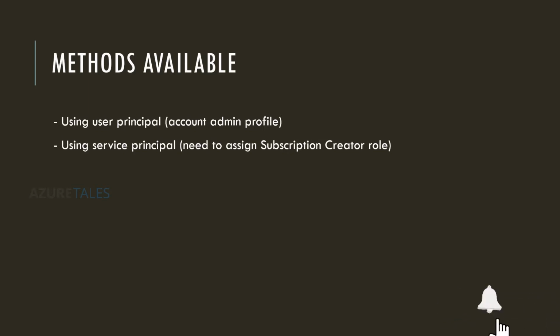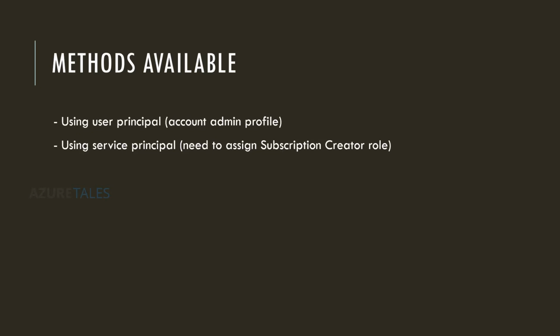The first is to use your account admin profile to create subscriptions. That's very easy. You're already an account administrator, which means you are a person who is supposed to create enterprise subscriptions, so you already have the permissions built into your role. You just have to call the API and it can be created. The second is to use a service principal, but in order to use this method, your service principal should have the subscription creator role assigned to it.